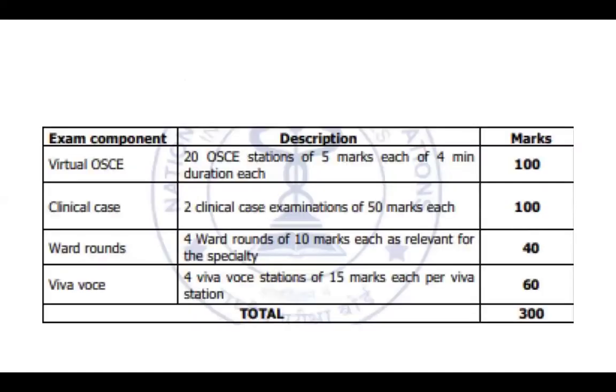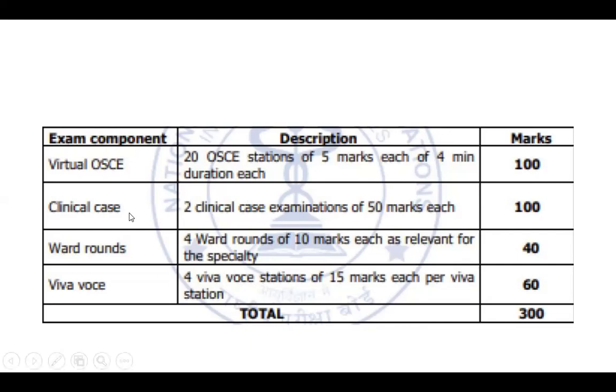I know you all know the pattern, but still revising this again for you. So, DNB practicals, and mainly I'm concerned with OG as of now. It is of total 300 marks, and it consists of 20 OSCE stations, each OSCE of 5 marks, and each OSCE is given 4 minutes duration. It is conducted nationwide at the same time. You will be displayed the questions on the screen, and you have to attend all of them, and it is conducted at the same time all over India.